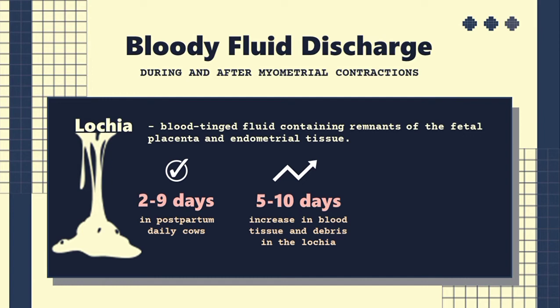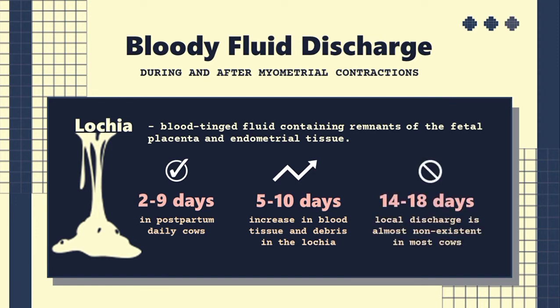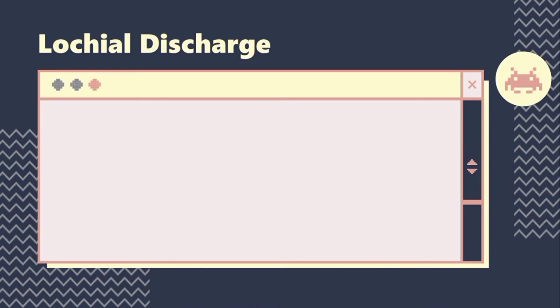Obviously, with significant myometrial contractions occurring for the first 7 to 10 days, there will be a reduction in the volume of lochia within the uterus. In a dairy cow, for example, up to 2,000 ml of lochia can be expelled from the uterus during the first 2 to 3 days after parturition. By 14 to 18 days, lochial discharge is almost non-existent in most cows. So lochial discharge is physiologically normal in all species.